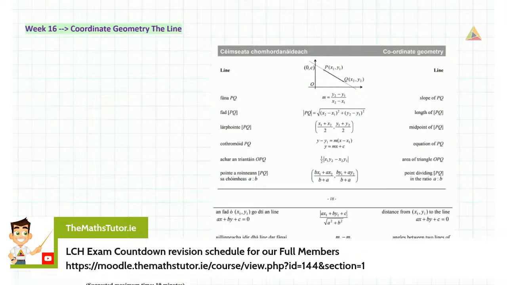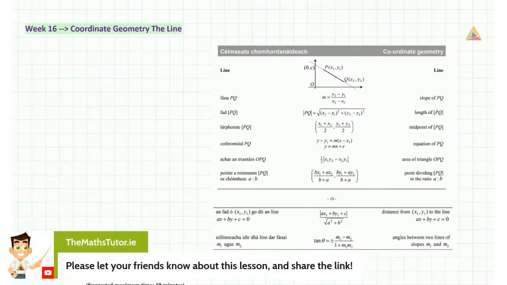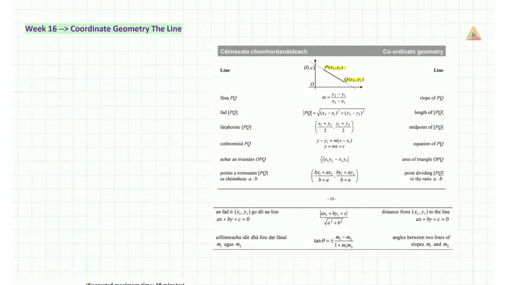So as you can see here, I have a picture of the log tables from page 18 and the top of page 19. So we're just going to go through a little bit of that to start with. Up here at the top, it's very important. It tells you how to label your points. So every time you get a question in coordinate geometry of the line, we label our points and we normally sub into one of the following formulas.